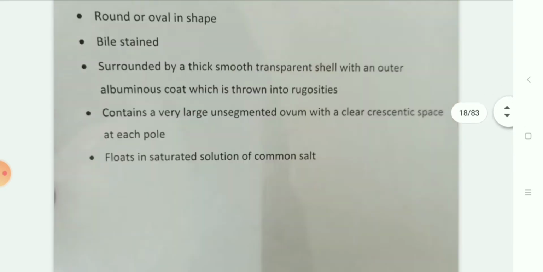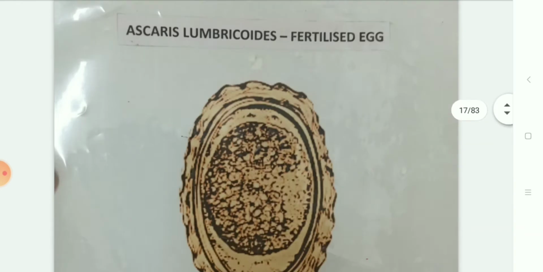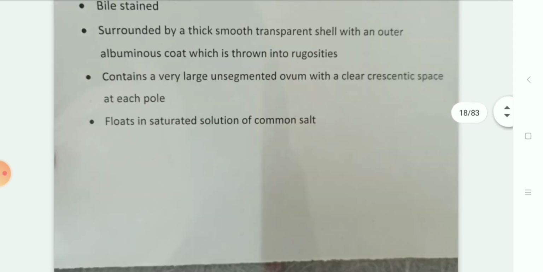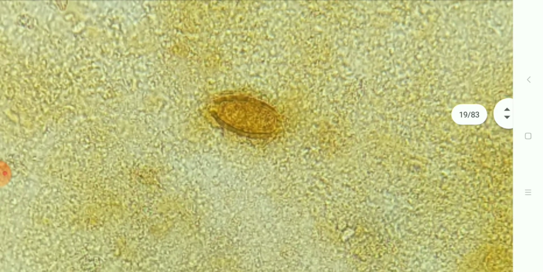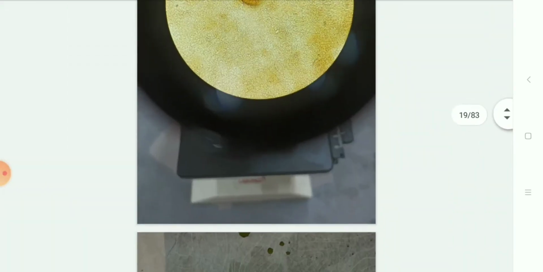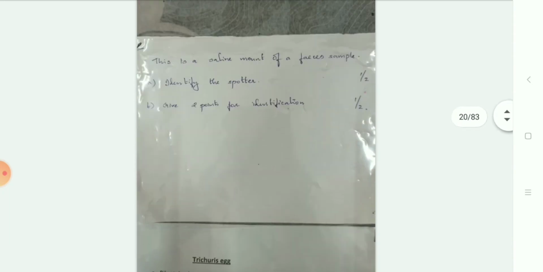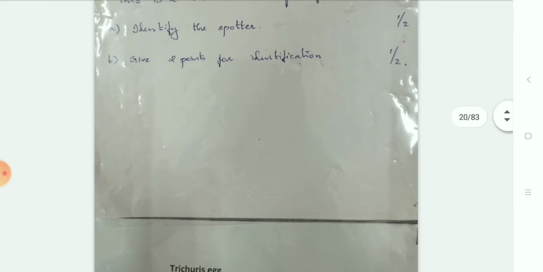Then the next question was, what is the habitat of the adult worm? The habitat of the adult worm is the small intestine. Then the next slide is, as you can see, slightly different from what we saw earlier. So let's look at what this is. This is a saline mount of feces sample. Identify the spotter and give 2 points for identification.